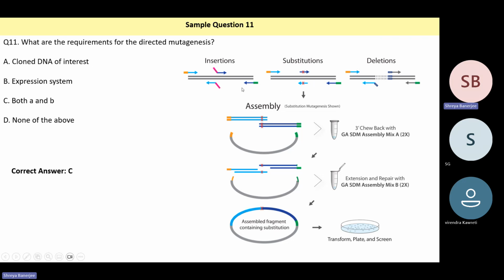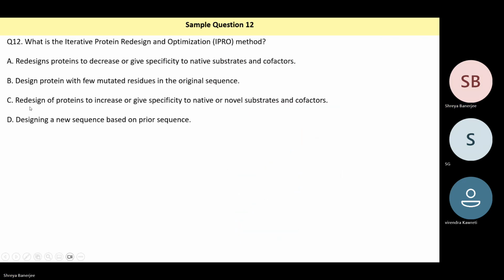So whatever mutated DNA you have, that needs to be cloned so that it can be inserted in the plasmid. And an expression system is needed where the plasmid can be inserted and the protein can be expressed, which is generally E. coli. So you need both A and B, that is option C.